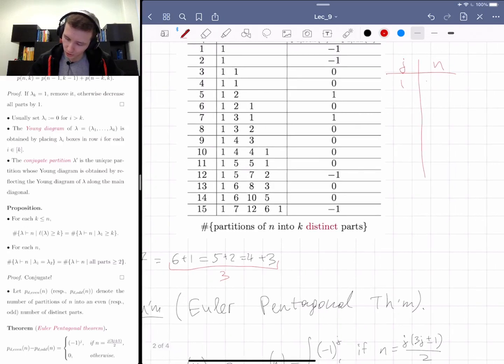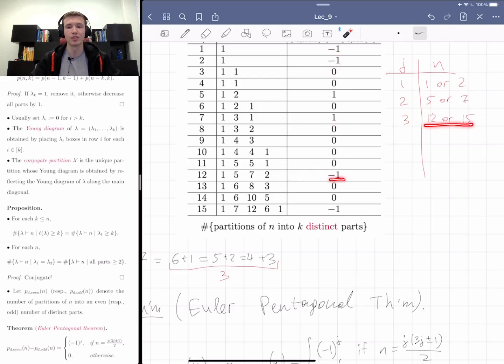I think it's going to be 1, or if it's 1 or 2. And then for j equal to 2, it's going to be 2 times (6 ± 1) over 2, so it's either 5 or 7. And for j equals 3, it's 3 times (9 ± 1) over 2, so it's either 12 or 15, right? So you see exactly 1 or 2 is -1, 5 or 7 is +1, 12 or 15 is -1, and etc.